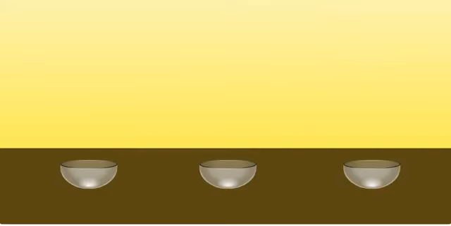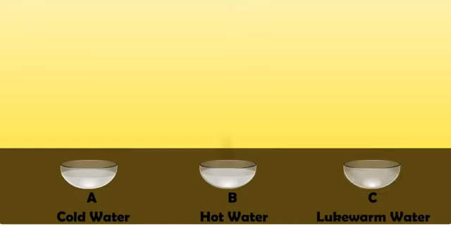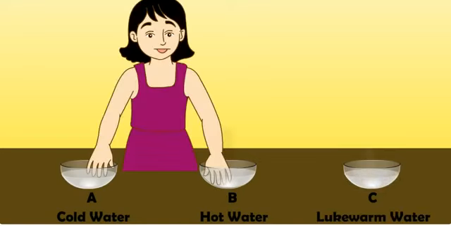Hot and cold. Take 3 bowls A, B and C. Put cold water in bowl A, hot water in bowl B, and lukewarm water in bowl C. 1. We dip our right hand in cold water in bowl A and left hand in hot water in bowl B. Keep the hands in this way for about 2 or 3 minutes.